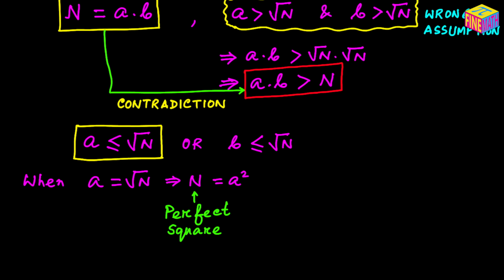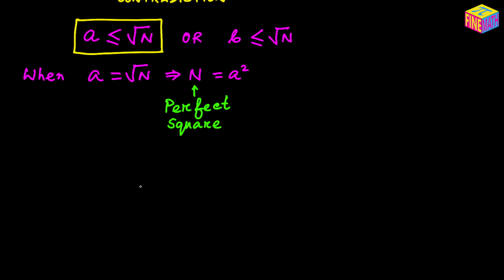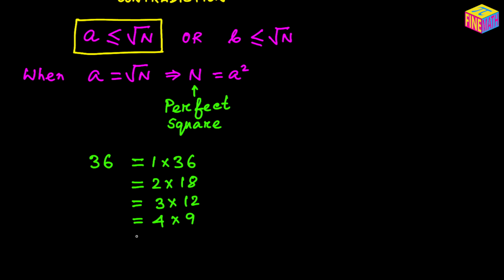Now suppose we take an example again. Say our example is 36. Can we write it as 1 times 36? Yes, those are the two factors there. Also we can write it as 2 times 18. Sure, we can write it as 3 times 12. Of course we can do that. We can write it as 4 times 9. We can write it as 6 times 6.